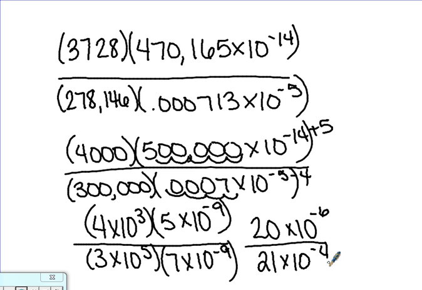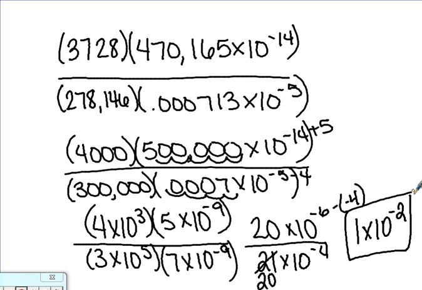Since we've been estimating, we're going to go ahead and simplify this 21. We're going to estimate it back down to 20, so that when we divide, we have 20 divided by 20, which is 1. And when we divide, we subtract the exponents. So it's going to be negative 6 minus a negative 4, which would actually be 1 times 10 to the negative second. So that is the estimated solution for our problem.